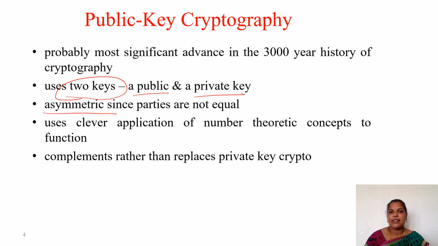Here it is asymmetric. Asymmetric in the sense that the parties are not equal. That is, one key is used to perform the encryption process, and the related key is used for the decryption purpose. So both sender and receiver are not using the same key. So here it is asymmetric, the parties are not equal. It uses clever application of number theoretic concepts to function, and it complements rather than replaces private key cryptography.